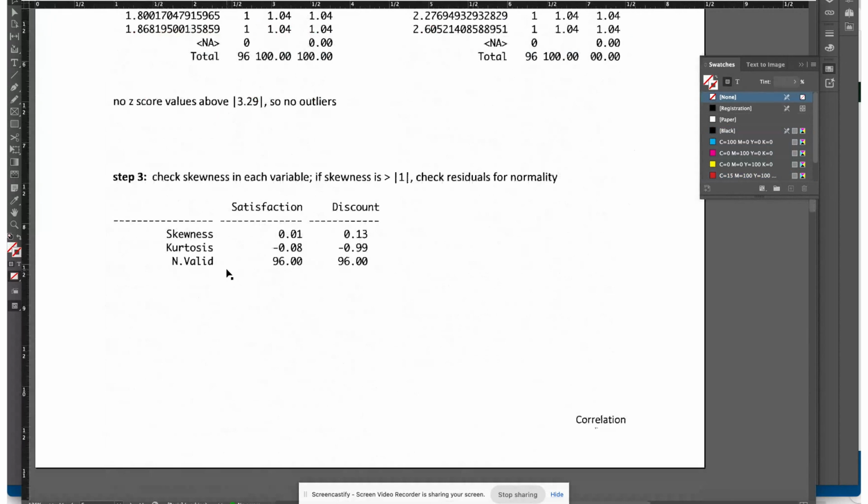Step number 3 is to check the skewness in each variable. If skewness is greater than the absolute value of 1, then we would have to check residuals for normality. We would have to take that extra step. But looking at skewness in each variable, they're both less than 1, so we're good to go there.